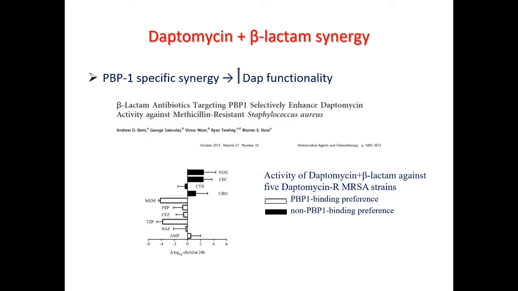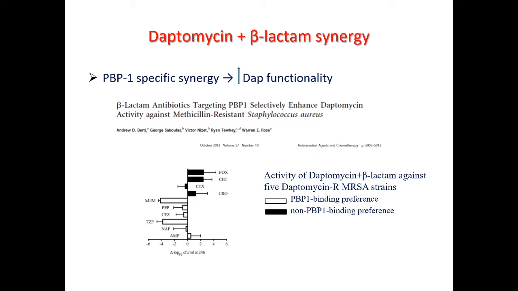In this study, the white bars represent those beta-lactams that preferentially bind to penicillin binding protein 1, and the dark ones those that are not specific or that bind to penicillin binding protein 1, 2, 3, or 4. What they showed is that when they mix daptomycin with beta-lactams that target penicillin binding protein 1, which are like carbapenems or piptazo, they reach the synergistic effect.